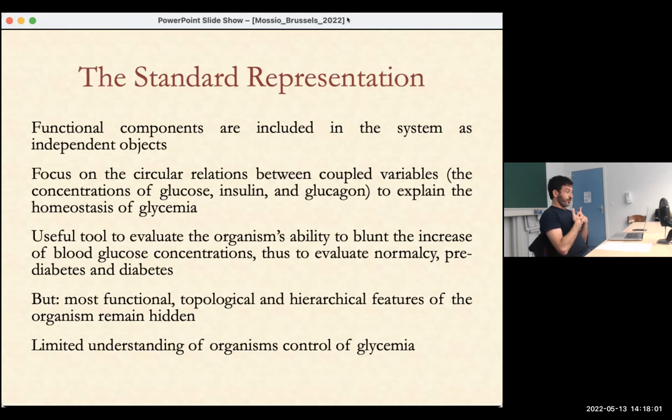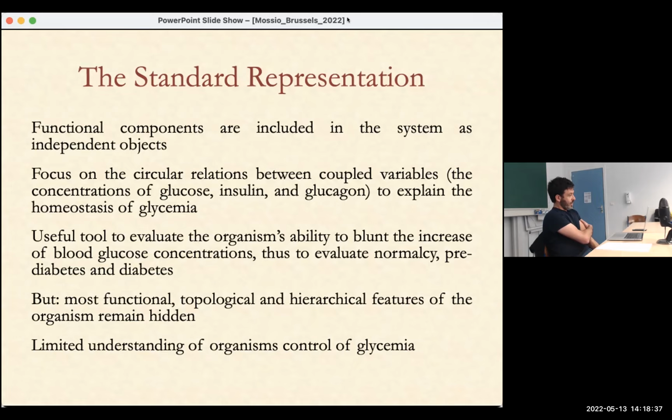This is widespread, and it is a very useful tool to evaluate the organism's ability to blunt the increase of glucose, and also used to evaluate normalcy or pre-diabetes or diabetes situation. So you can make a test, you can feed an organism with glucose and then measure the level of insulin minutes later. So the model of the relation gives you an idea of the health of the system.